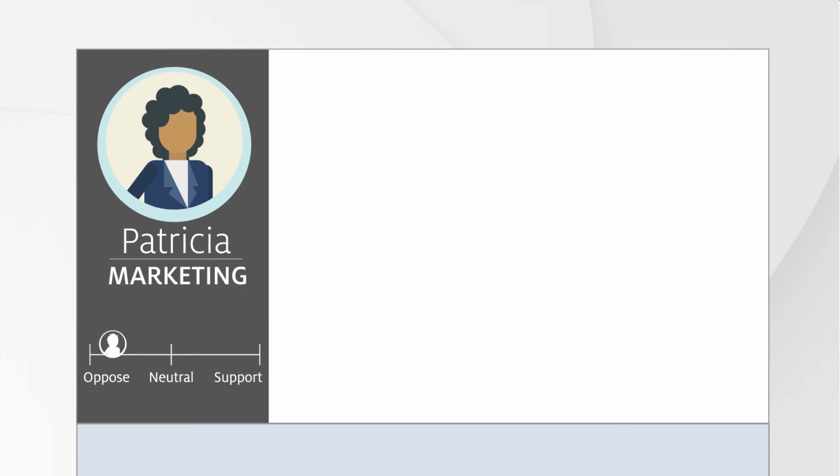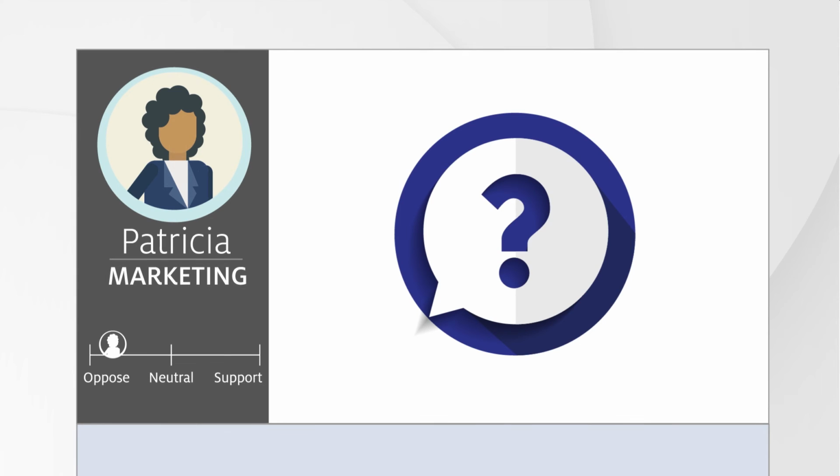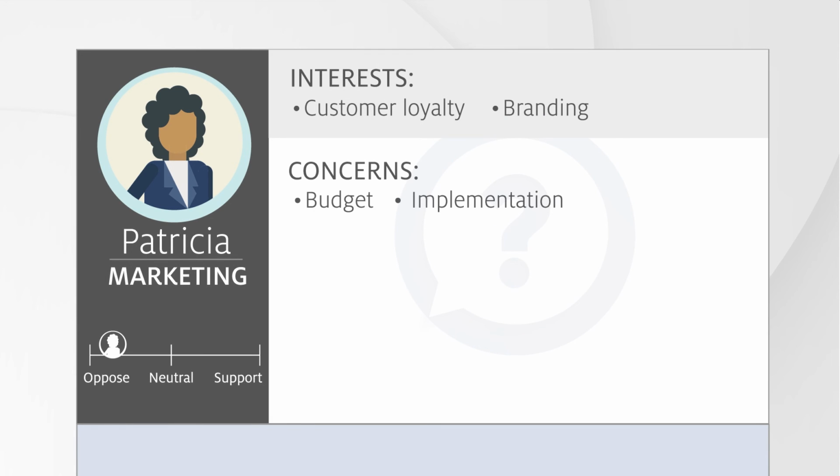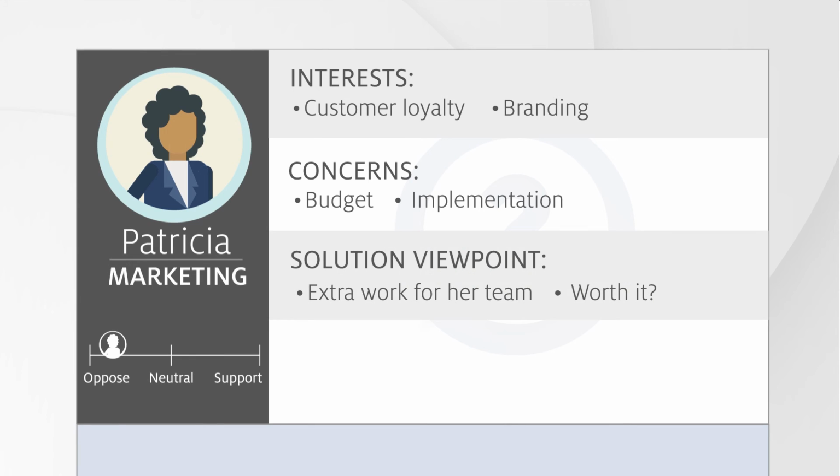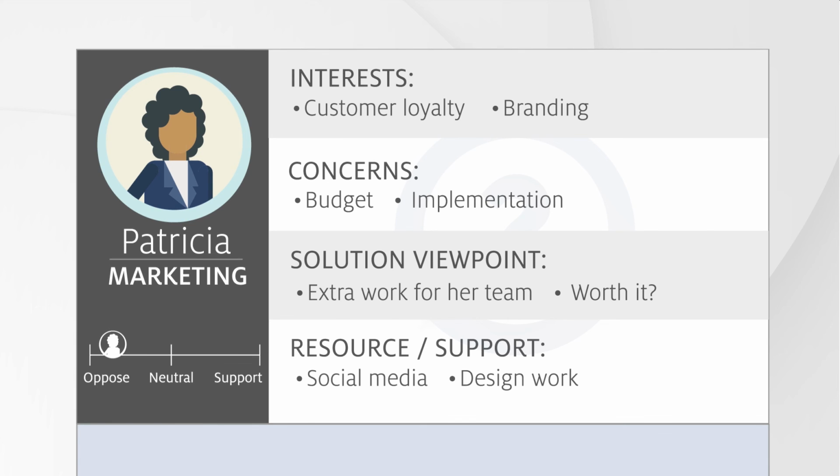Put yourselves in the shoes of your stakeholders and think about what it is that they need. What are the interests or concerns that they have? How do they likely view your solution? And why do they think of it this way? Also, write down what kind of resources or support you want from them.